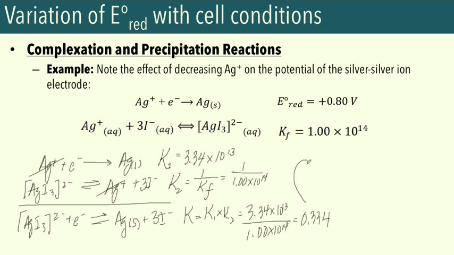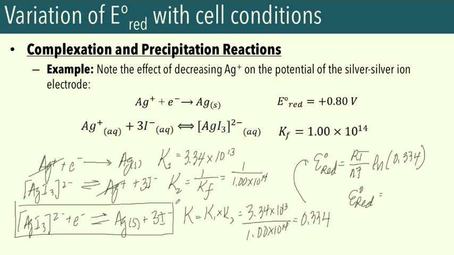So that is equal to 0.334. We could get the corresponding standard reduction potential by calculating RT over nF ln 0.334. Keep in mind here that the number of moles of electrons per mole of reaction is just equal to 1. So our standard reduction potential for this reaction is equal to 0.028 volts. We can see here that the standard reduction potential became lower than our original metal-metal ion half reaction here.